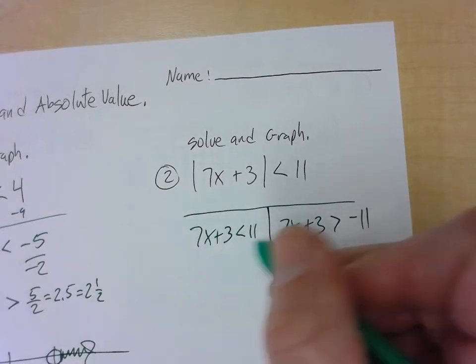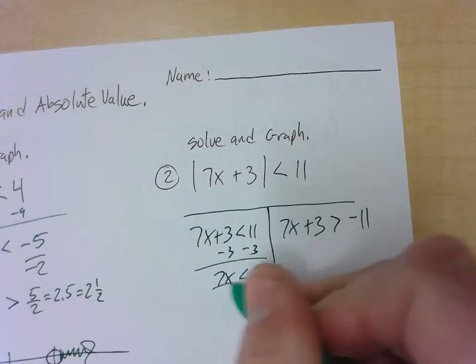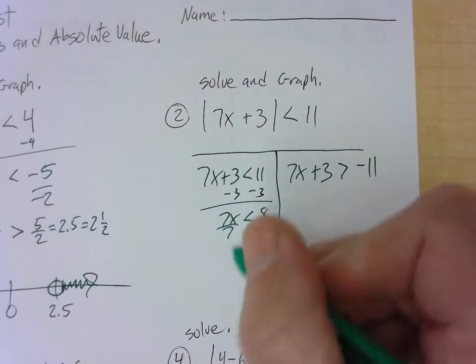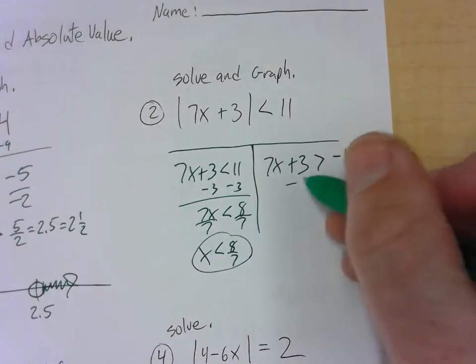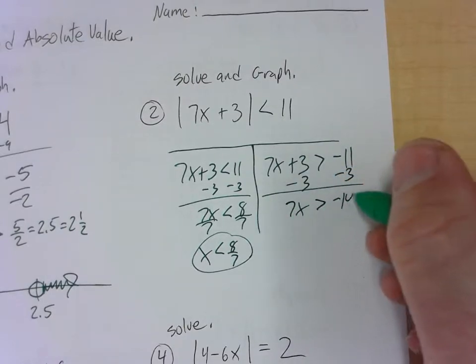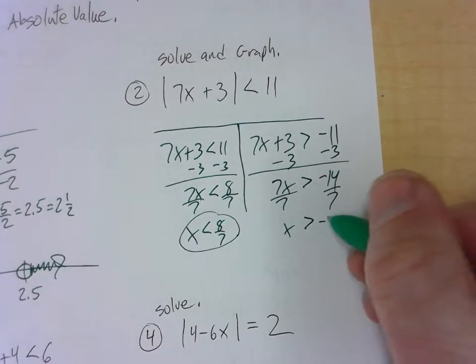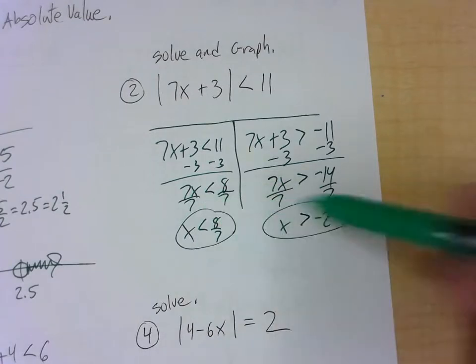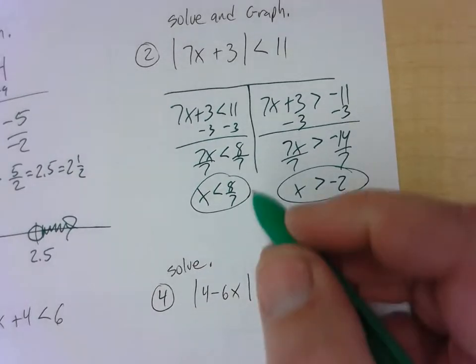So we're going to solve each of these. Subtract the 3, get 7x is less than 8, divide by 7, and we get x is less than 8/7. And then subtract 3, 7x is greater than negative 14, and divide by 7, x is greater than negative 2. So we don't have to switch the direction of the inequality on these, except when we change the sign here. Just dividing by 7 doesn't change the direction of the inequality, but dividing by a negative does. When you divide by a negative, you have to switch it.